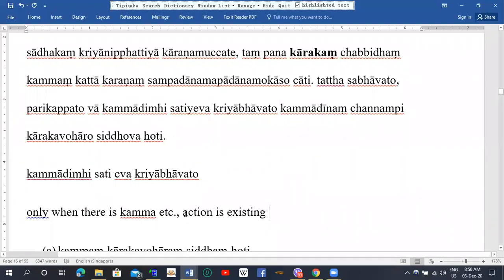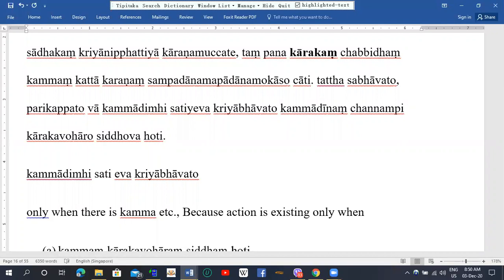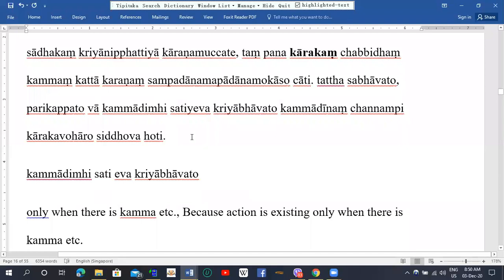Okay, we should translate because action is a system only when karma astra. We should translate like this grammatically. Okay, so now you understand what fine white tata.